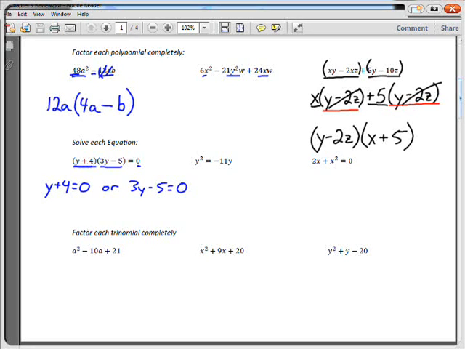And so after I wrote my two different equations, I solved for y. Here I'll subtract 4 on both sides, and I'll get y is equal to negative 4. And here I add 5 to both sides, and then divide by 3. I'll get y is equal to 5/3. And if I wrote that in set notation, it'll be negative 4 and 5/3.